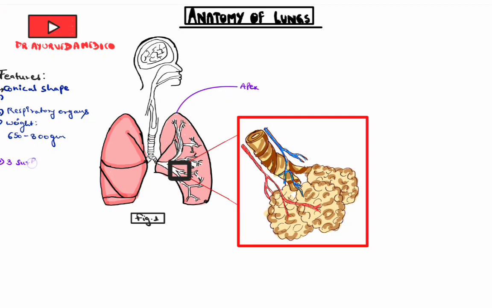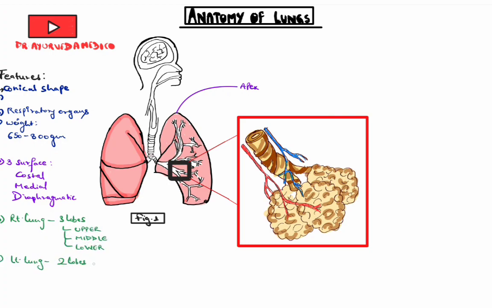And as you can see here, this is the apex, so we will talk about the surfaces. It has three surfaces: costal, medial and diaphragmatic. It has lobes. The right lung has three lobes, upper, middle and lower, and the left lung has two lobes, upper and lower, which is separated by the oblique fissure.